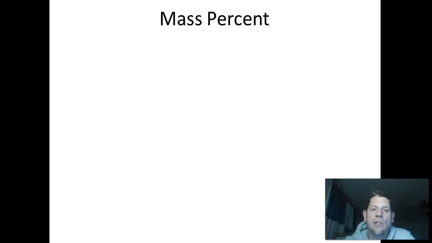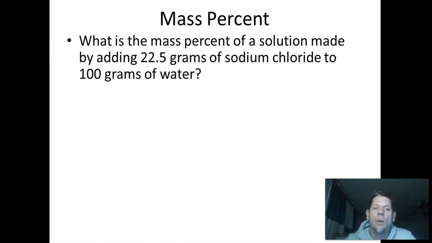All right. So here's the example that we want to look at. What is the mass percent of a solution that will be made if we add 22.5 grams of sodium chloride to 100 grams of water? So we're going to make some salt water. 22.5 grams isn't very much.